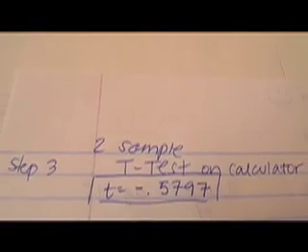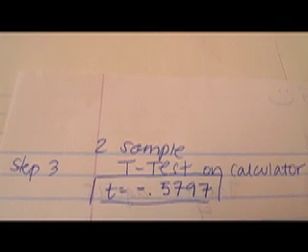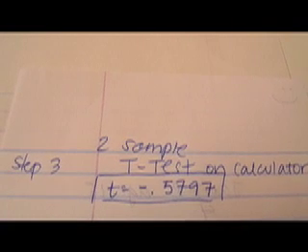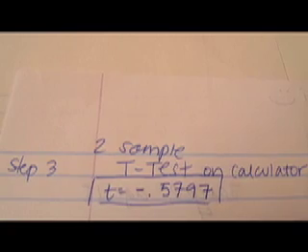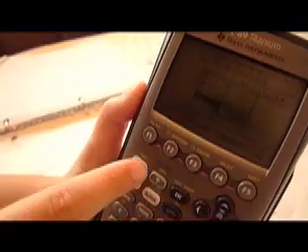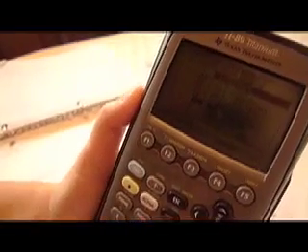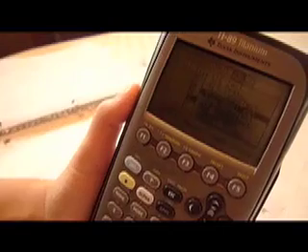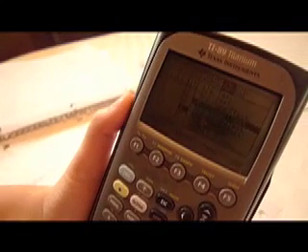For step 3, I ran a 2-sample t-test on my calculator, and my test statistic was negative 0.5797. Step 3 also involves some calculator use. For this step, we press the second F6 and go to 2-sample t-test, because there are 2 things that we are sampling, and it's a t-test.